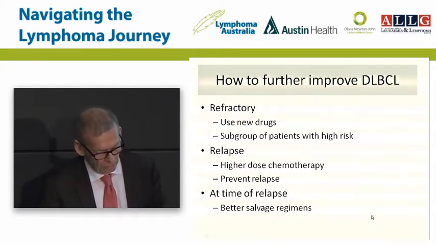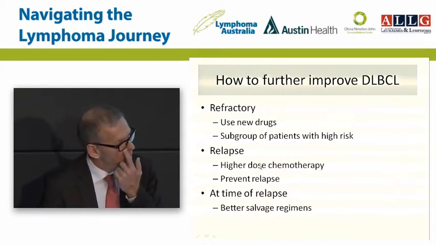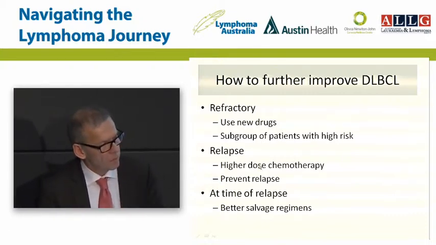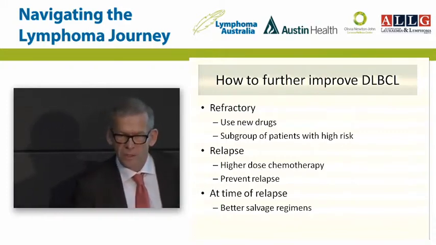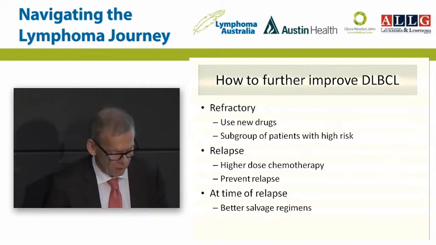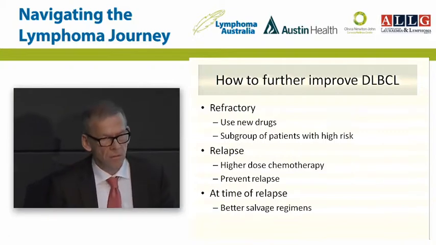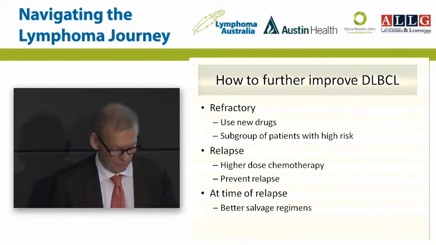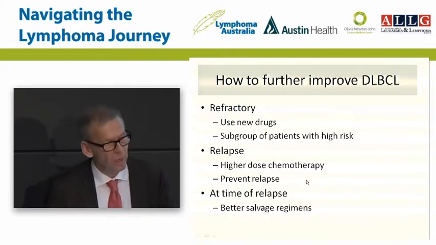So new drugs are one issue, and more aggressive chemotherapy is another. We heard from Professor Engert that we treat our Hodgkin patients rather aggressively. There are two different approaches. So that's also being evaluated certainly in this type of lymphoma, more aggressive chemotherapy. And then certainly new combinations of chemotherapy and antibodies are looked at.